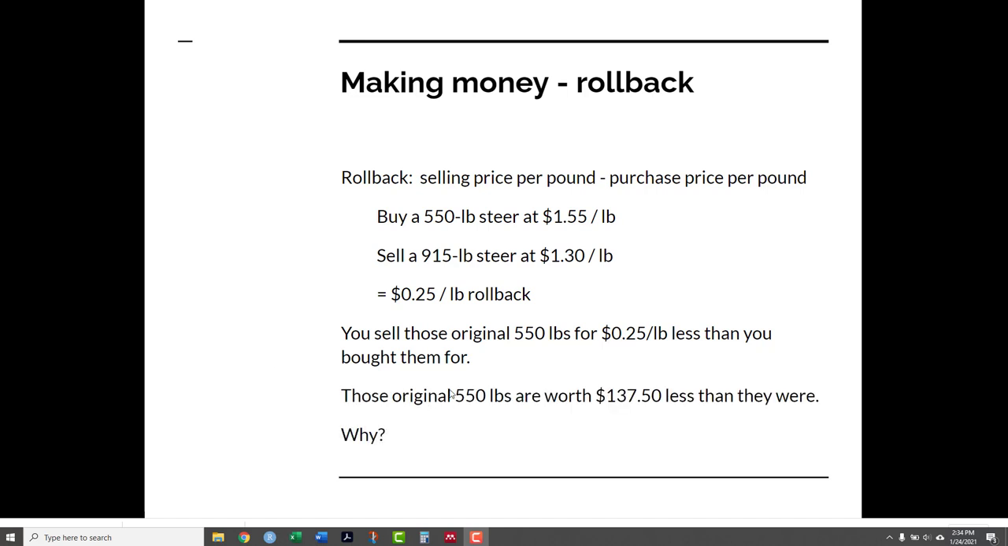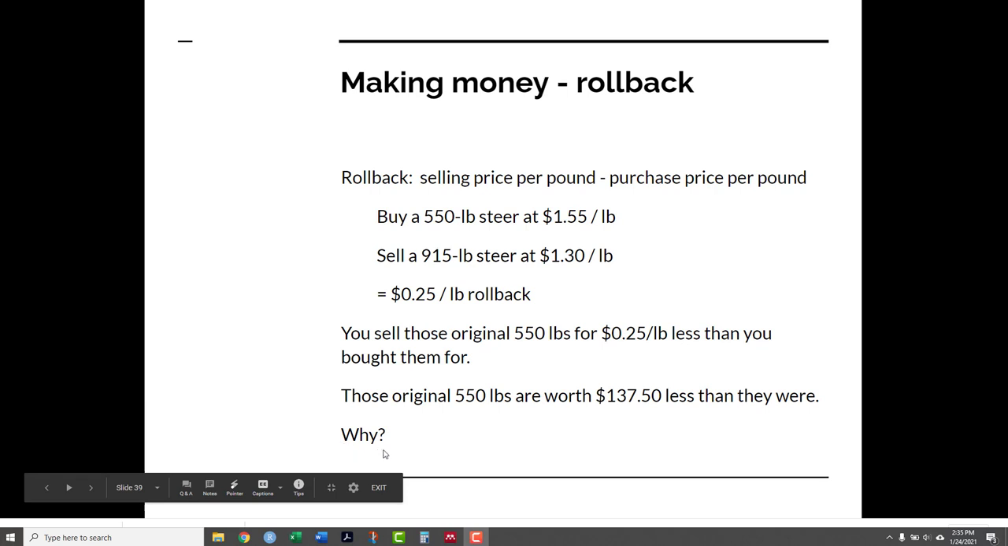Those original 550 pounds that you bought are worth $137.50 less than they were when you bought them. So when you sell this 915-pound steer at the end of your production phase, you're selling back those original 550 pounds that you bought, but you're having to take $137.50 less for those original pounds. The reason for that is because there's rollback in the price.